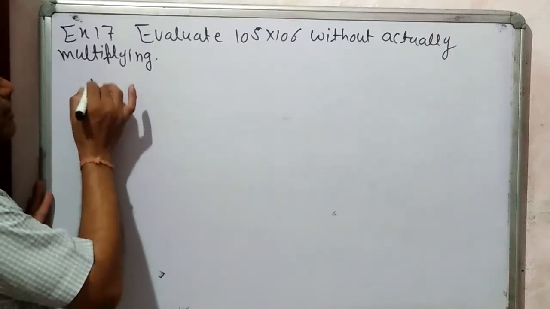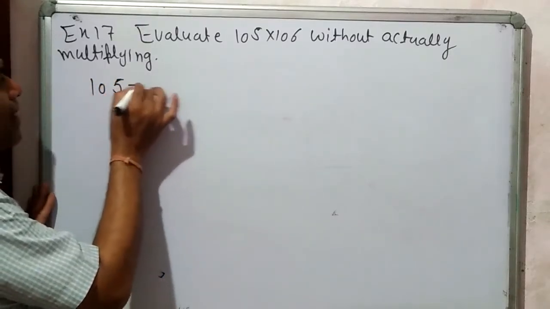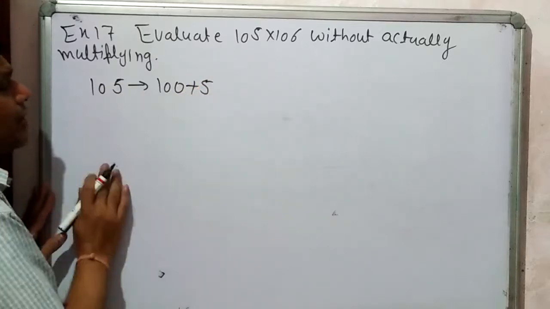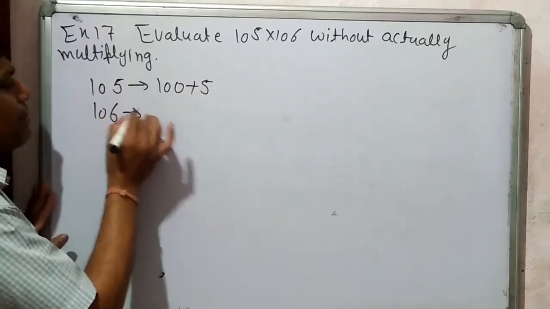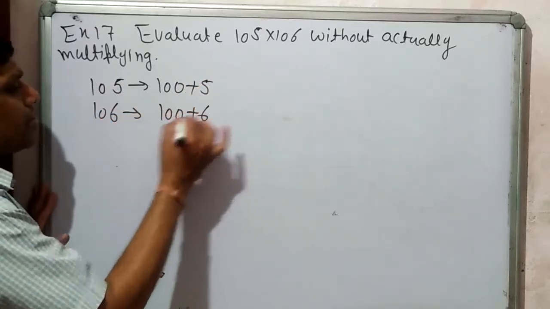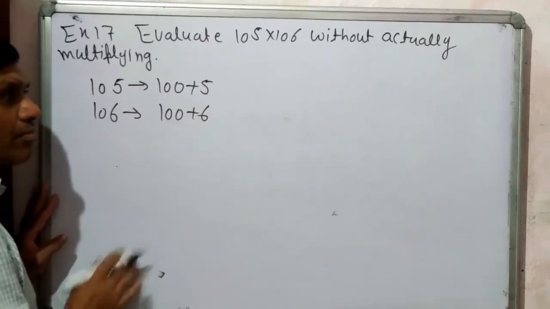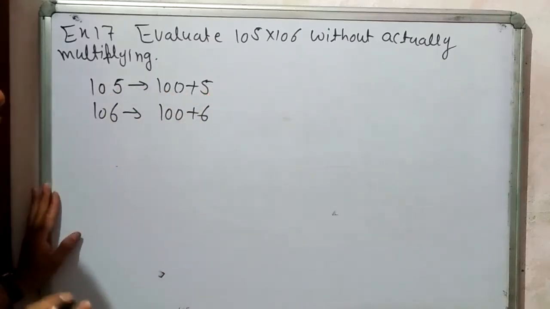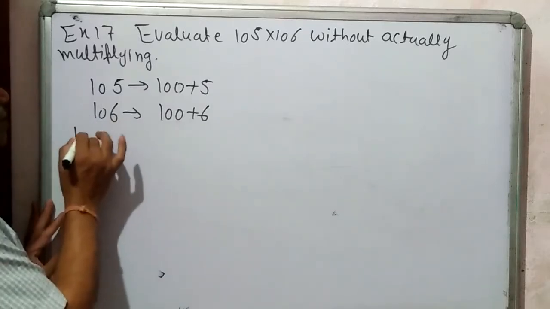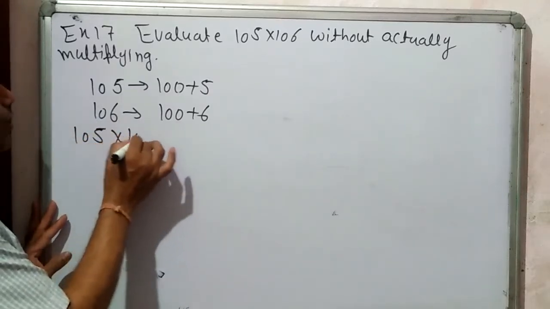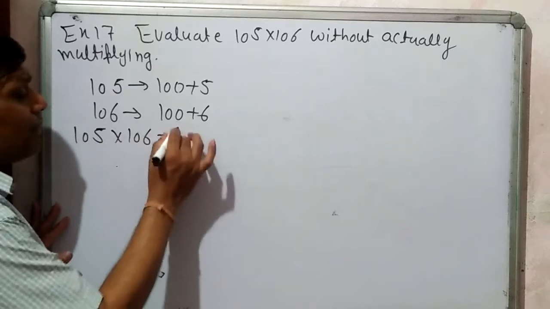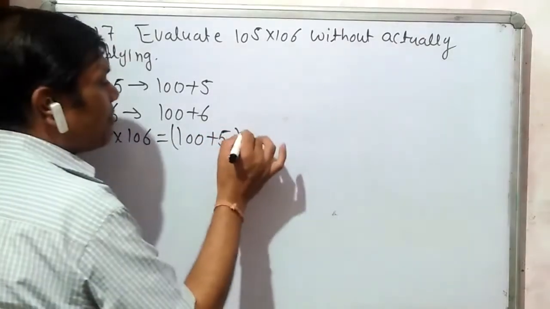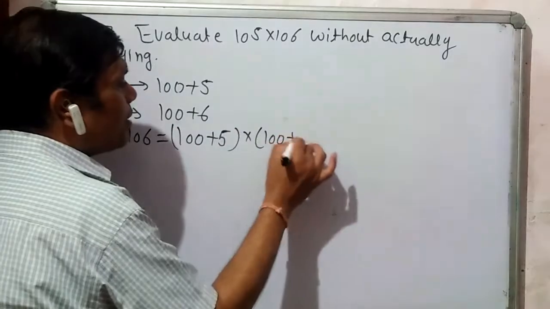We can write 105 as 100 plus 5. 5 is added to 100. 106 can be replaced as 100 plus 6. That means multiplying 105 into 106 will be the same as multiplying 100 plus 5 with 100 plus 6.